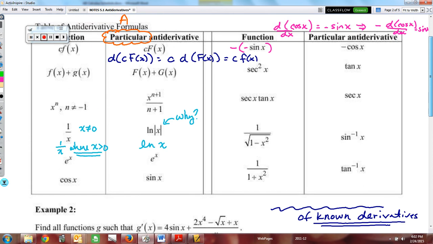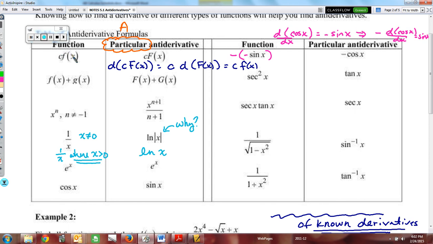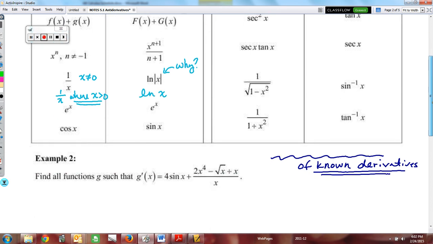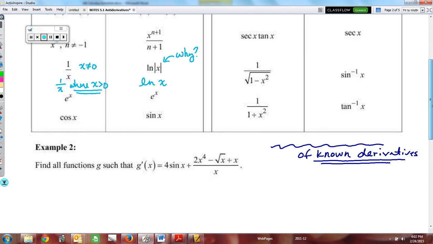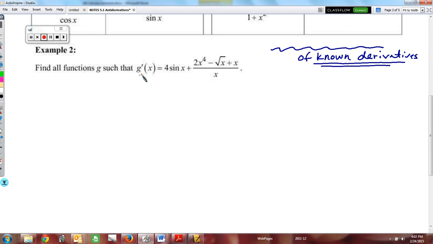So if the derivative you are given is not in a form that is a constant times a function, the sum of two functions, an x to a power, 1 over x, e to the x, cosine, sine, secant squared, secant tangent, and these two fractions, you need to make it look like one of those. We'll talk about what to do for the more difficult derivative rules later. What we want to do now is just manipulate it to get it to look like the known derivative rules that you have, which will mean that you know how to do the antiderivative. All right, so the first thing I'm going to do is rewrite this. The 4 sine of x does not bother me.